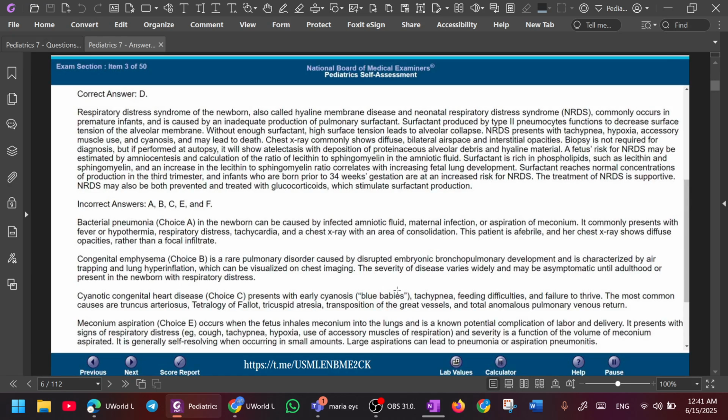Respiratory distress syndrome of the newborn, also called hyaline membrane disease or neonatal NRDS, commonly occurs in premature infants and is caused by an inadequate production of pulmonary surfactant. Surfactant produced by type 2 pneumocytes functions to decrease surface tension of the alveolar membrane. Without enough surfactant, high surface tension leads to alveolar collapse. NRDS presents with tachypnea, hypoxia, accessory muscle use, and cyanosis, and may lead to death.